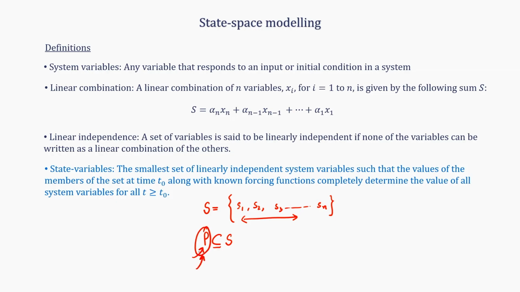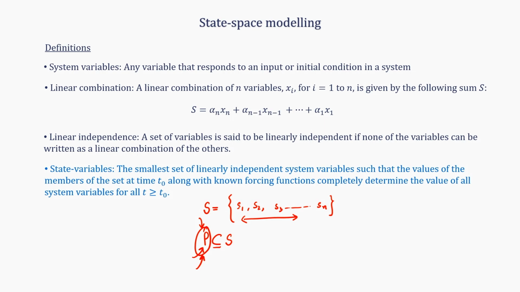This subset will qualify to be a set of state variables if, first of all, the elements in the set are linearly independent, and if you know the information of these variables for, say, time t greater than or equal to 0, and the input, using these you can find out the information about the other system variables also.